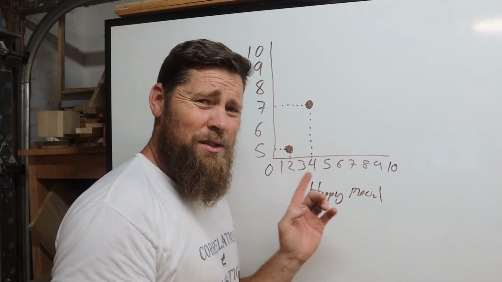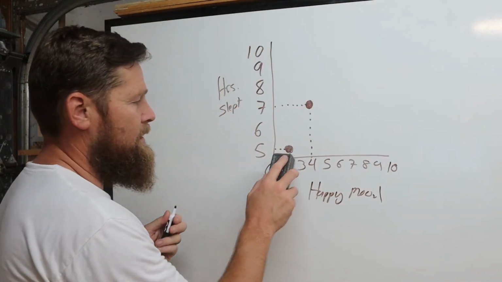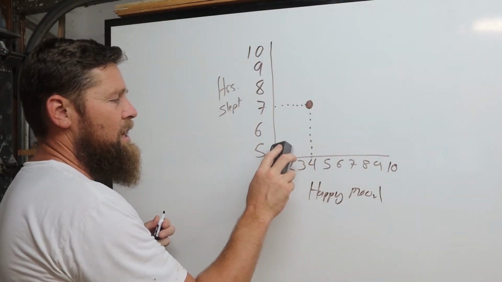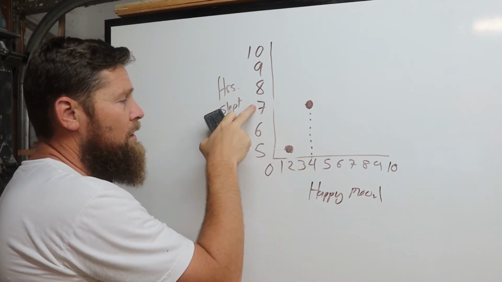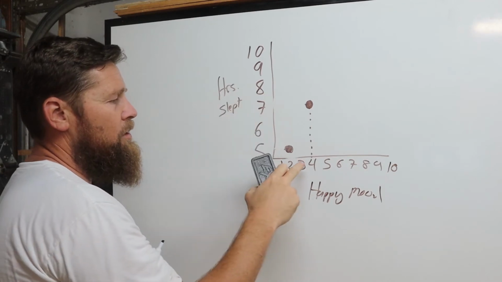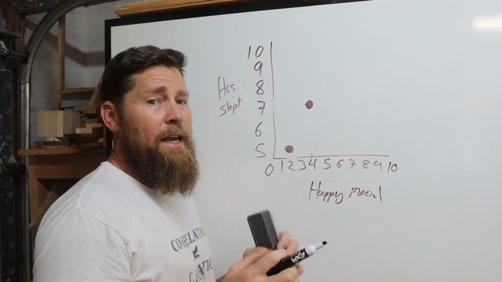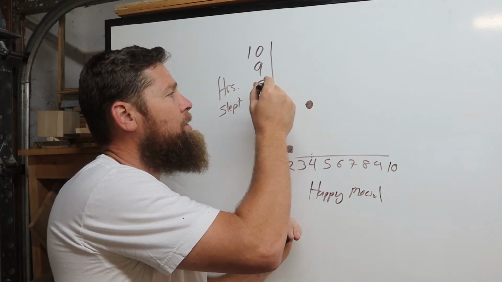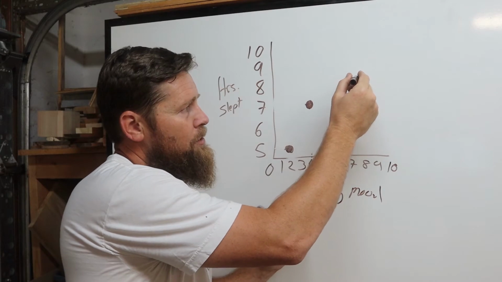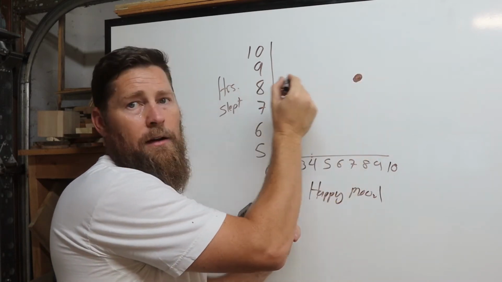I'm going to erase these just because I don't think you need them. I'm pretty sure that you understand what I'm doing in terms of graphing this. I did want to show you that that's how I figure out where these dots go: I go to their y, and then I go to their x variable. Okay, next one is 8 hours slept and 7 happy mood. So 8 hours slept, and then I go over to 7 happy mood. See that? Right there.